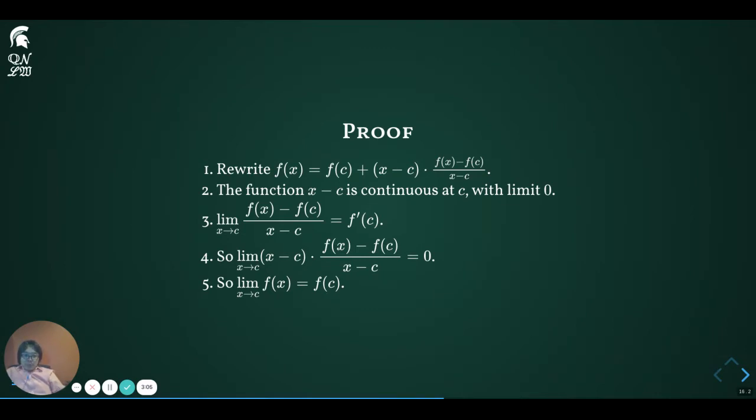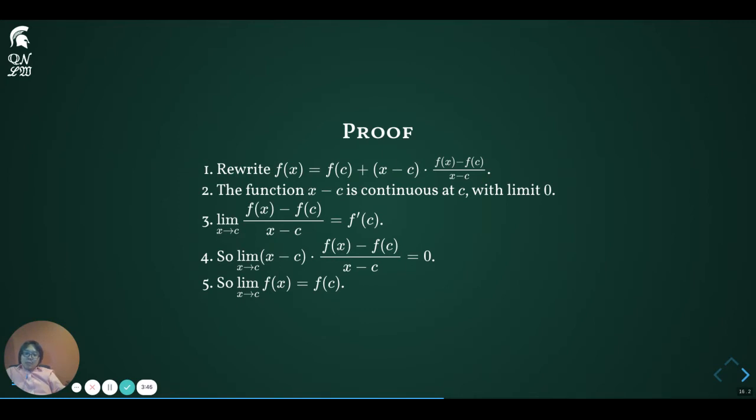Based on what we learned two weeks ago about the arithmetic of limits, we have that the limit of products is the product of limits when the individual limits exist. So the limit of x minus c times the difference quotient evaluates to 0 times f prime of c, which equals 0. And so the limit of f of x as x approaches c is equal to f of c. And this final conclusion is precisely the definition of continuity at a point c.